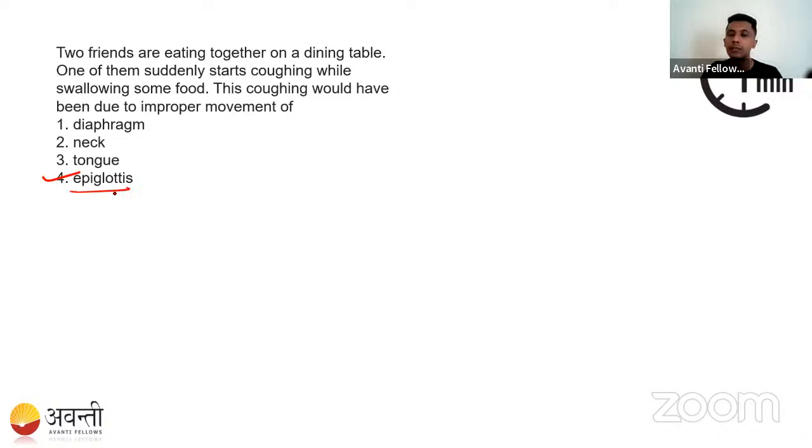So what is the epiglottis basically? In our respiratory system we have the nose, and through the nostrils we have the pharynx: the nasopharynx, then the oropharynx, and then the laryngopharynx. See here, at the laryngopharynx, you can see that this is the windpipe, and this is the food pipe.